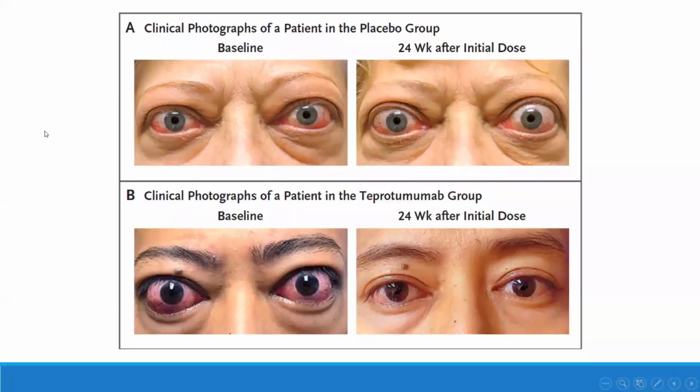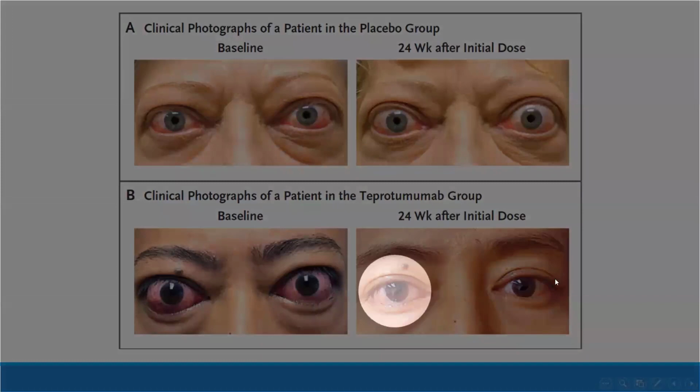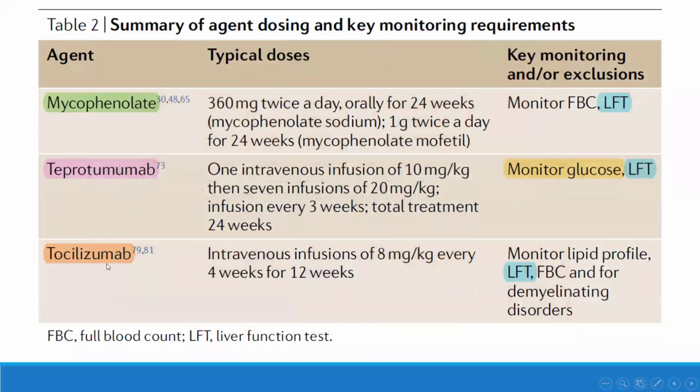And this is a trial in which this drug was approved. This is a patient presented at the baseline, and after receiving the drug, this is the image. In the top one, the patient received placebo, and after 24 weeks, there is no change from the baseline. In this one, the patient received Tepezza, and in this one just placebo. So this is the difference. The drug is a very promising drug.